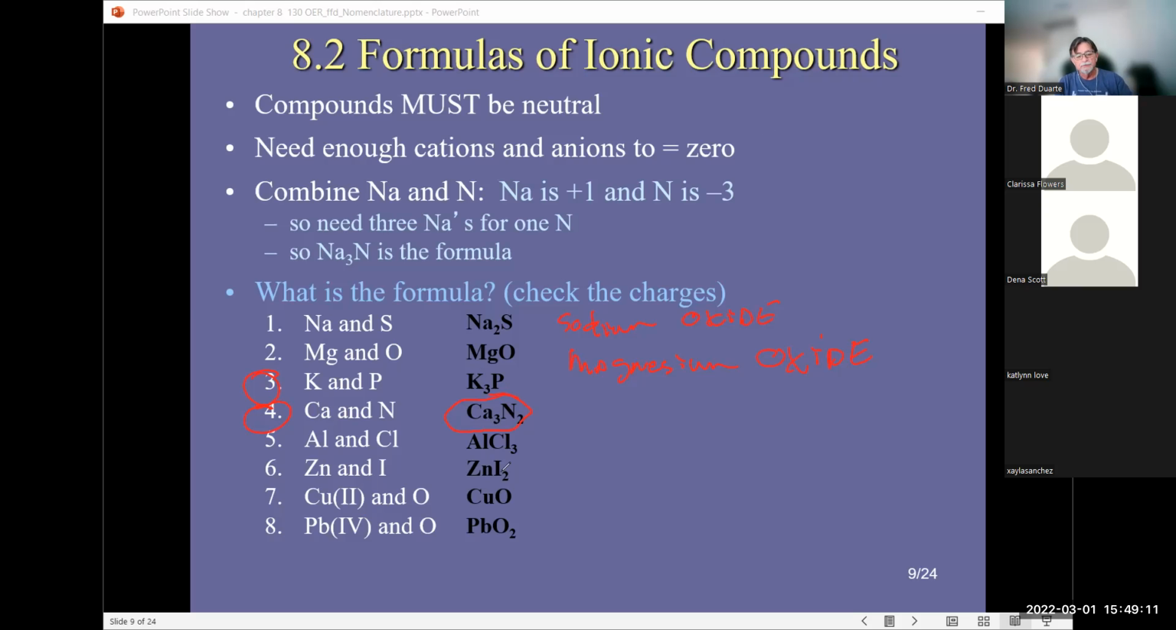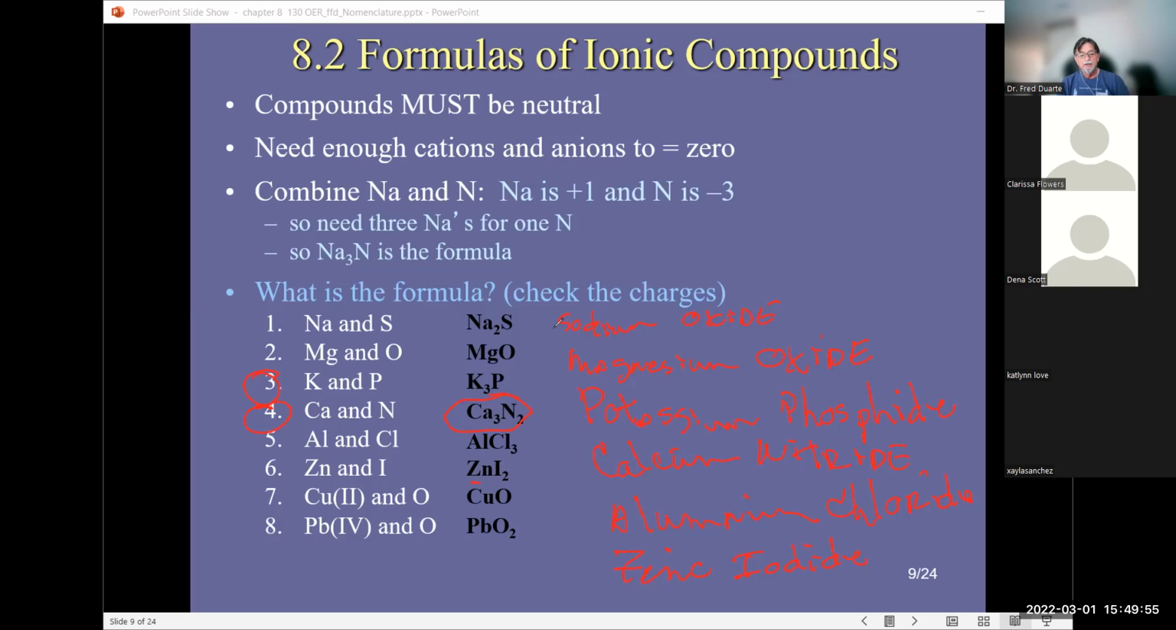All right, so number 3 name-wise would be potassium phosphide. Not phosphorus, but phosphide. Calcium nitride. Aluminum chloride. I'm writing very quickly, so hopefully you can write your notes a little bit neater than mine. Okay, zinc iodide.